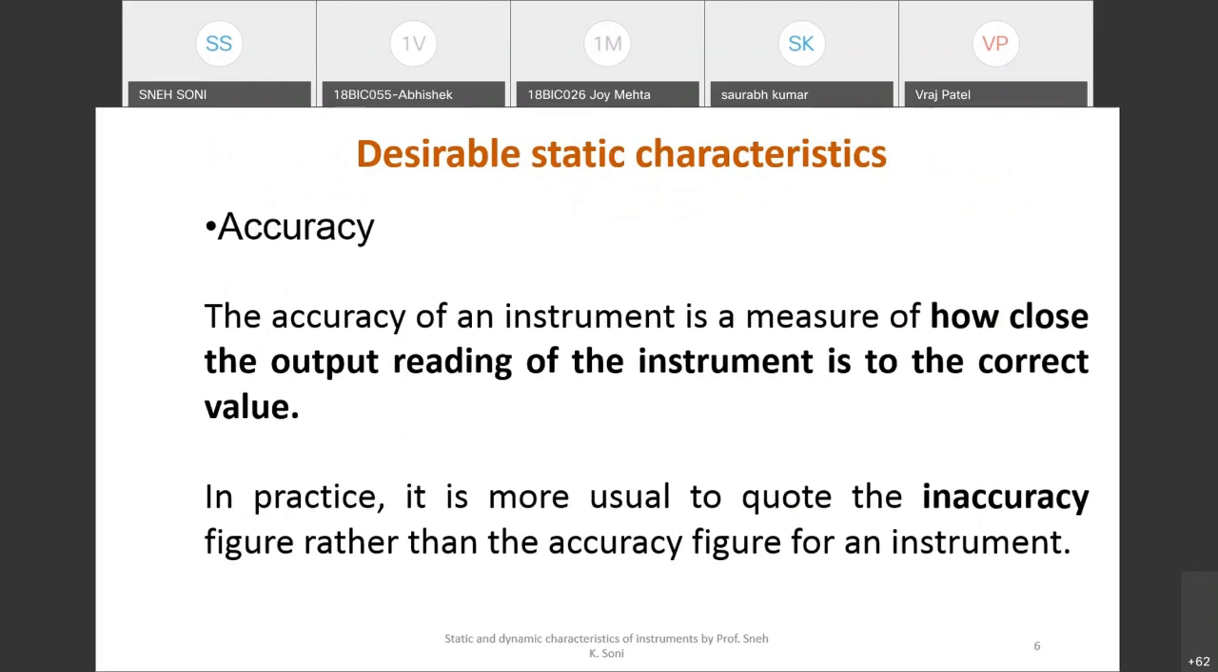In the introduction session I explained: closest to the true value. Very good. Closest to the true value, right? So if your instrument, how close the output reading of the instrument is to the correct value, or we can say to the true value, that is the indication of accuracy.